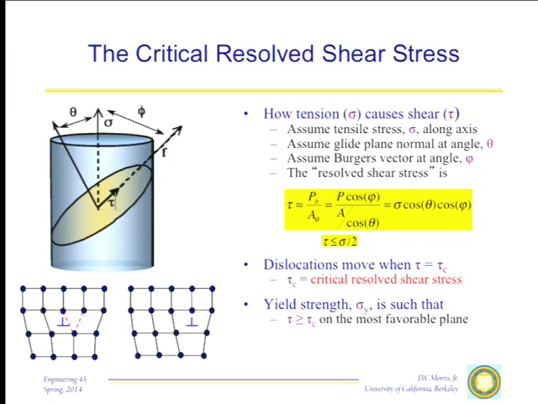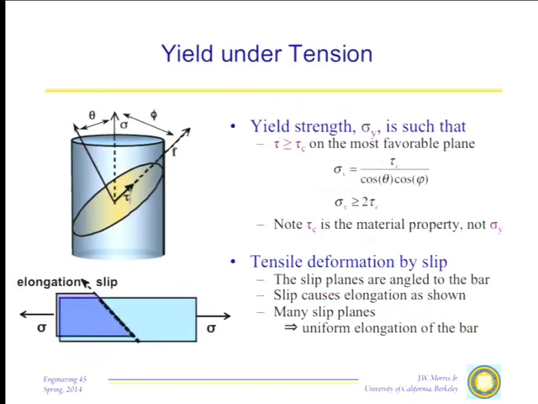The yield stress that we actually measure in a tensile test is the tensile stress that we put on, such that the shear stress becomes greater than or equal to the critical resolved shear stress on the most favorable plane. When that happens, we can get deformation, and dislocations can move, and plastic deformation can happen.